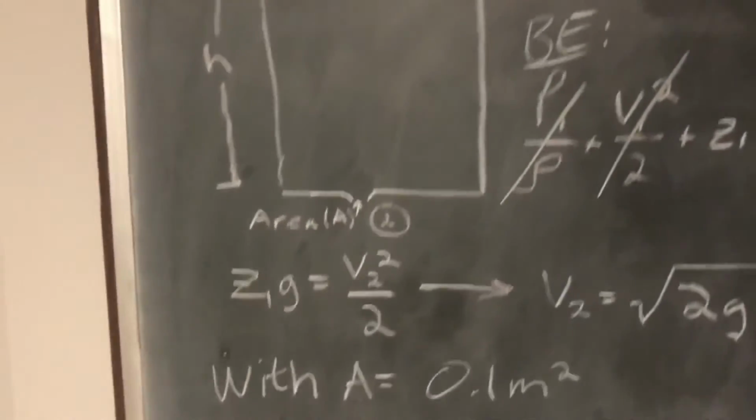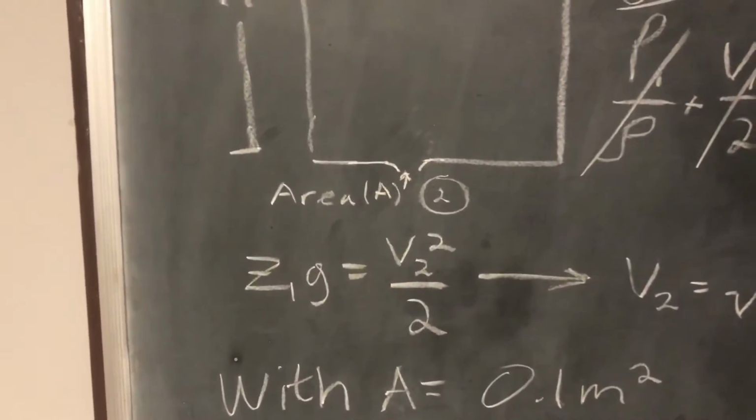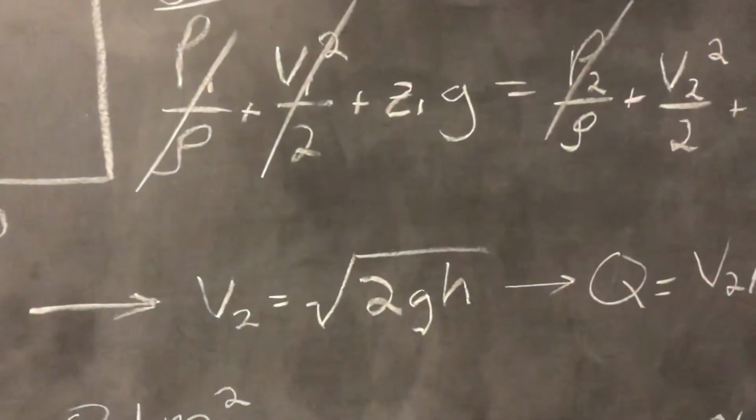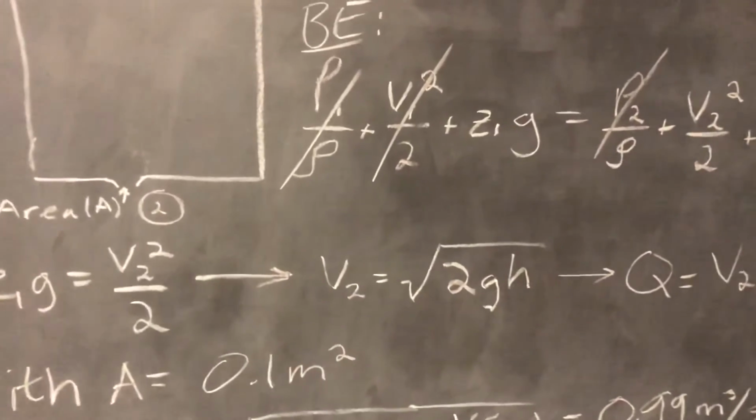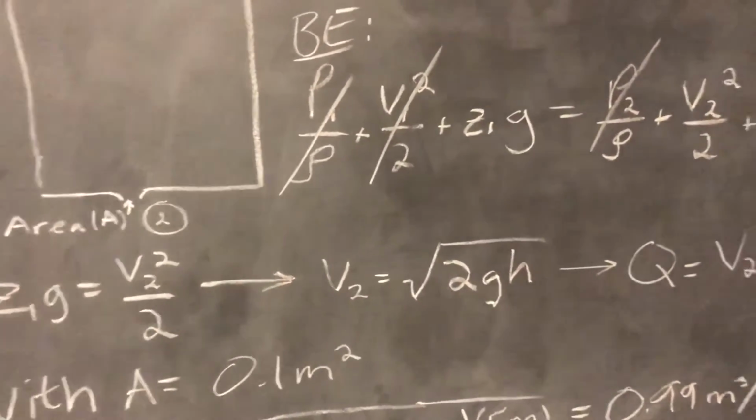So then we can rearrange what is left in our equation to z1 g equals v2 squared over 2, which then rearranges to v2 equals the square root of 2gh. So this is the velocity at point 2 as a function of the height of the fluid.